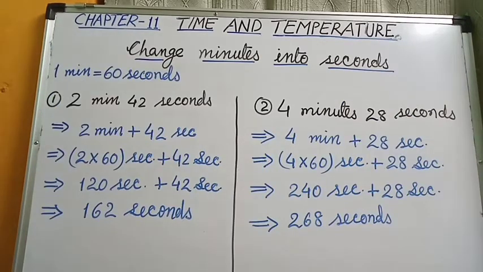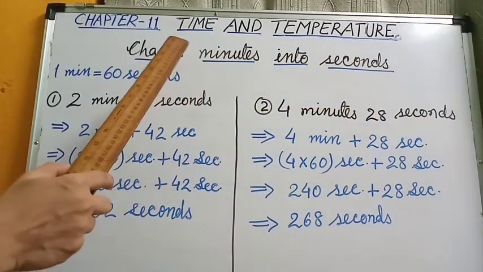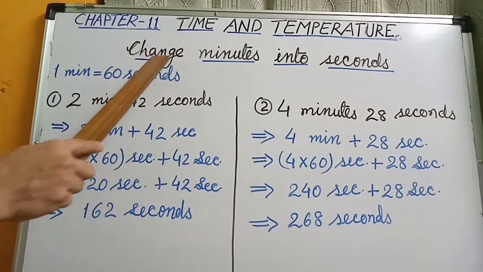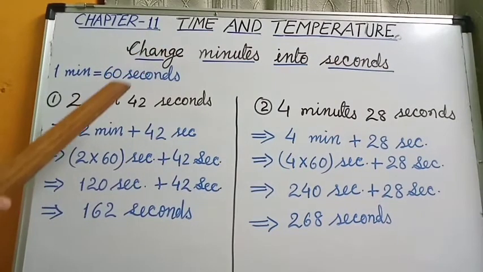Children, we have just learned about different units of time like second, minute, hour, day, week, month, year. All these are units of time. So here we have to change minutes into seconds. So you know second is the smallest unit of time. So here we have to convert minutes into seconds. So let's see how to convert.